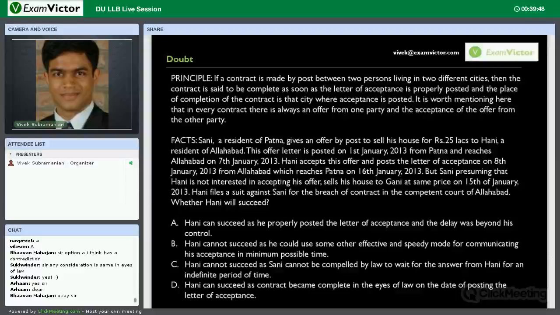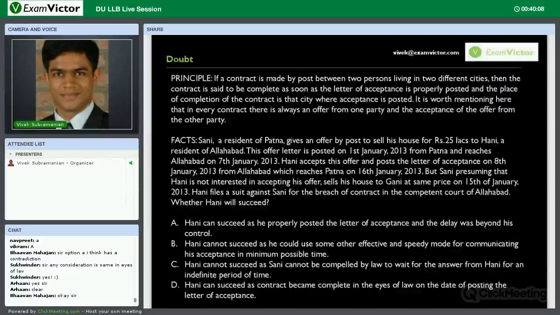The offer is made from Patna by Sunny. And this Honey, the person to whom the offer is made, is living in Allahabad. Now this offer letter is posted on 1st January 2013 from Patna and reaches Allahabad on 7th January 2013. It has reached Allahabad on 7th.